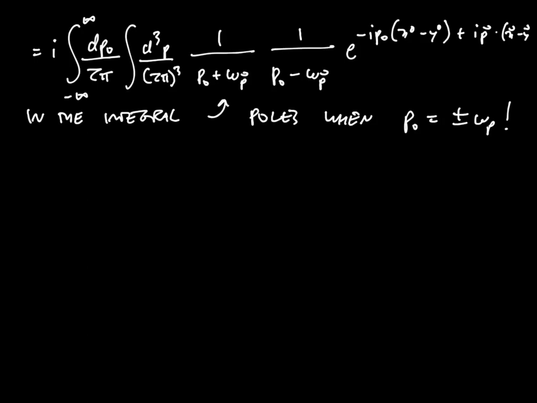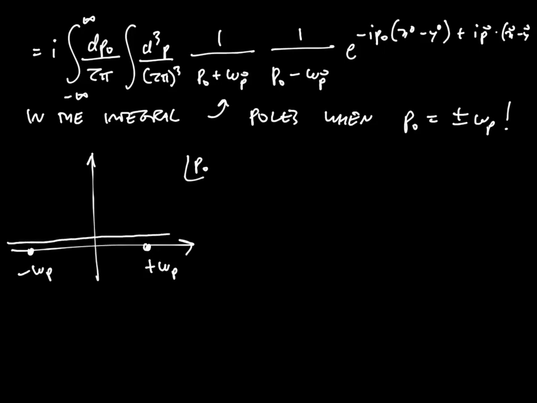So the correct way to think about this is the following. I am doing an integral over real p naught, but let's consider instead the complex p naught plane. There is a pole here at plus omega p and a pole here at minus omega p. To actually do the integral is trying to tell me to just go through this thing here.